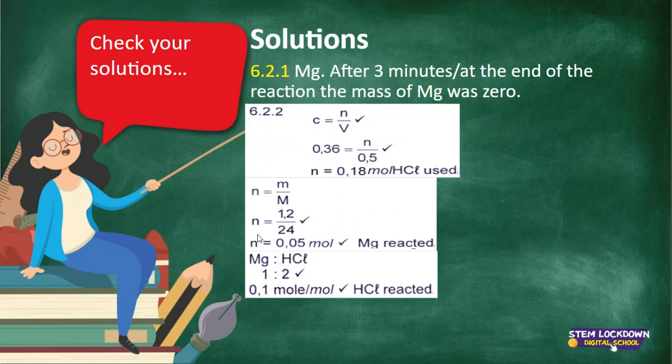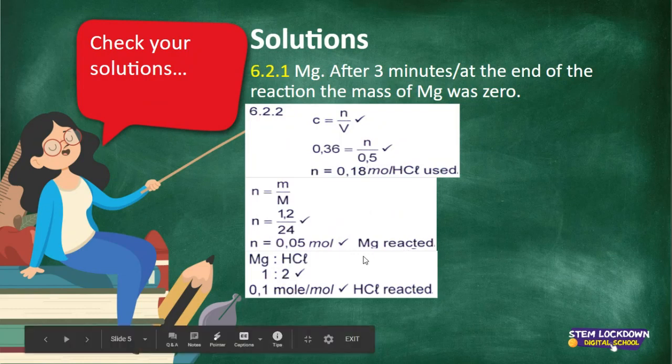What do we know? We know that the number of moles is given by mass over molar mass. In here, the mass of magnesium that was used was 1.2, and the molar mass of magnesium is 24. So the number of moles of magnesium will be 0.05 mole. That is what was used. Now we look at our balanced reaction equation.